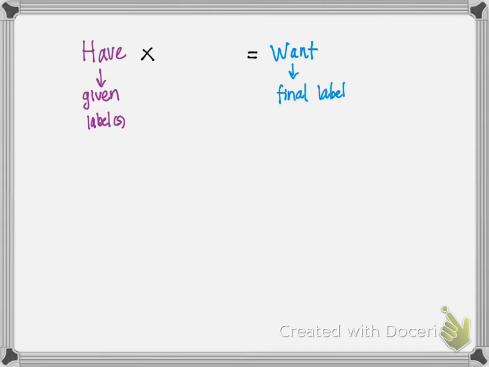Now, in order to get from what we have to what we want, we're going to have to use conversion factors. But what we're going to do is turn those conversion factors into fractions. So we're going to multiply what we have by what we need. And what we need is the conversion factors. Sometimes it'll be just one conversion factor that will get me to the label I want, and sometimes it'll be multiple conversion factors. So we're going to do a little bit of each.